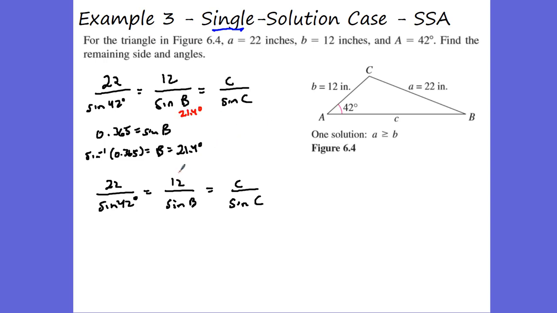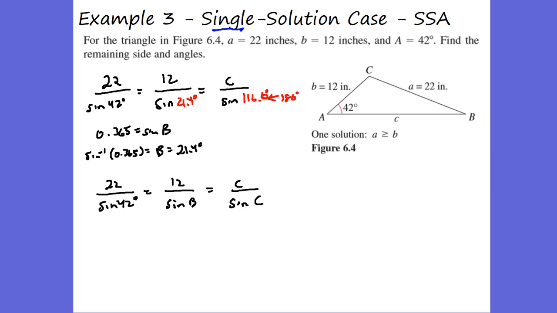Okay, so I'm going to erase this B right here, and I'm going to put 21.4 degrees. Now, how do I figure out what angle C is? These angles should always add up to 180 degrees. So I'm going to do 180 degrees minus 21.4 minus 42, and I get 116.6 degrees.